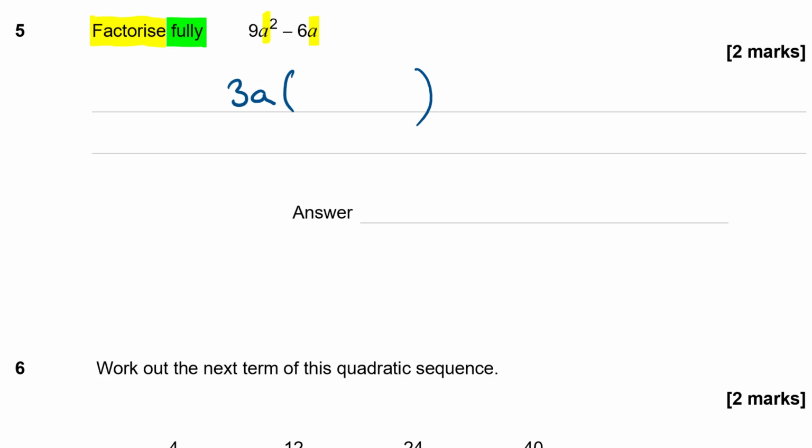What do I need to multiply with 3a to get 9a squared? Well, 3 times 3 is 9, and a times a is a squared, so I have to have a 3a there. And I'm going to have a minus sign in the middle to match that one in the expression. And then I have to work out 3a times what is 6a. Well, 3a times 2 is 6a. Okay, that's the answer. So I factorised it by putting brackets in, and I factorised it fully because I've got both the common factors out.